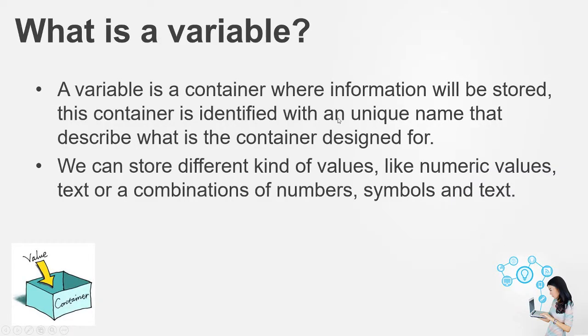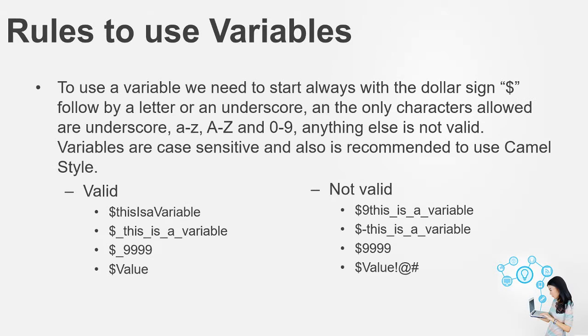Basically, what is a variable? A variable is a container where information will be stored. This container is identified by a unique name that describes what the container is designed for. For example, if I'm gonna use a variable to hold a name, it should be convenient to name it after its usage. We can store different kinds of values like numeric values, text, a combination of numbers, symbols, and text. Let's see what they are.